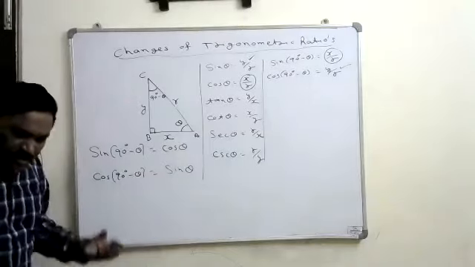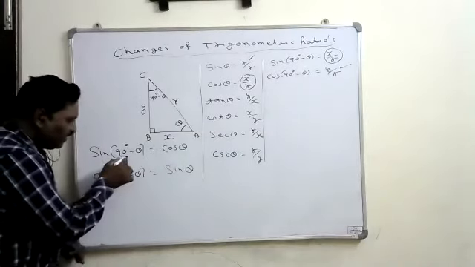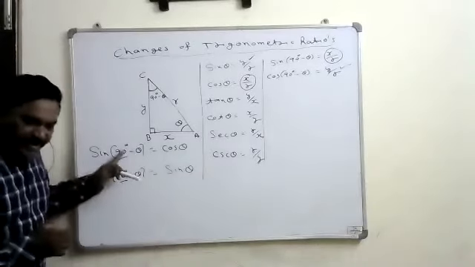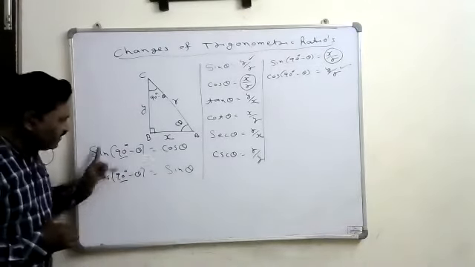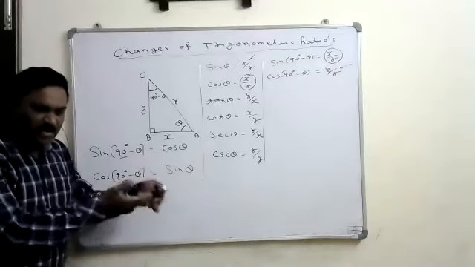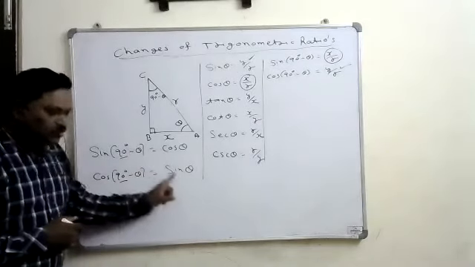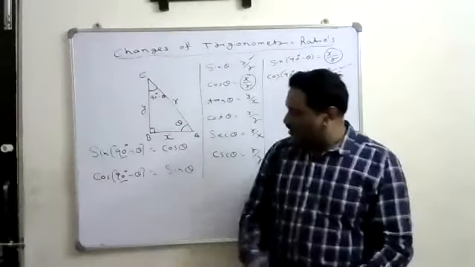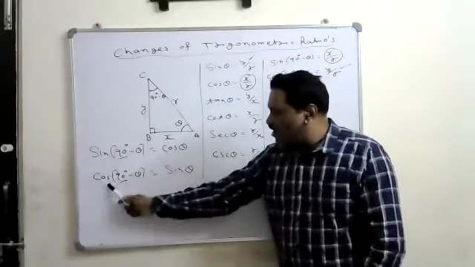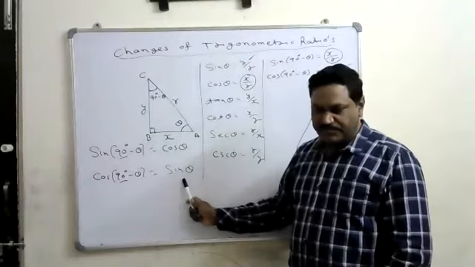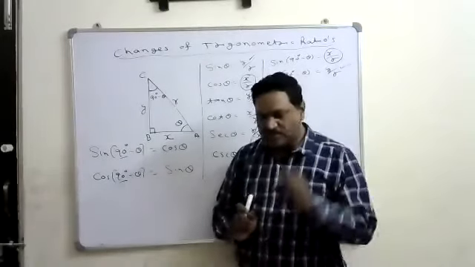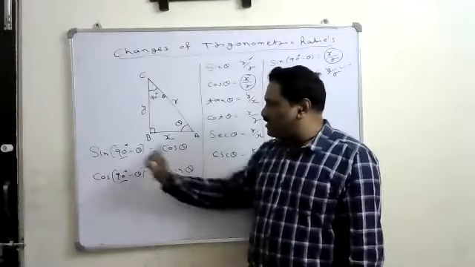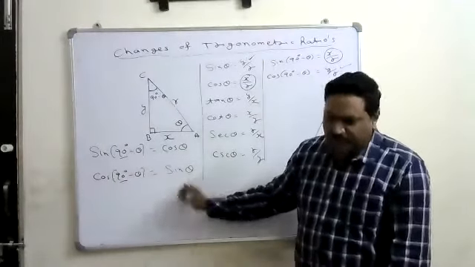Understand? And from this you can understand that here 90 degree means which is the quadrant angle, right? If the quadrant angle is 90 degree, the function sine is going to change to cos, and the function cos changes to sine. This is a very important point.